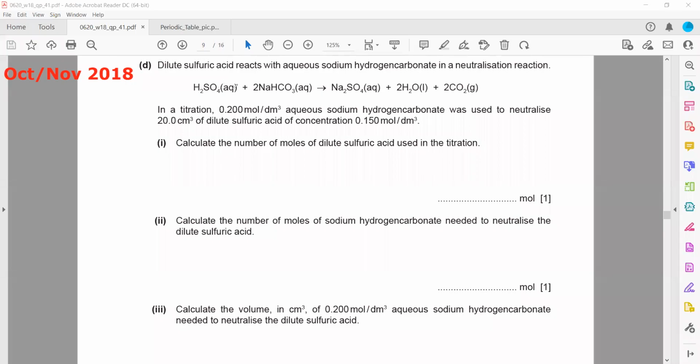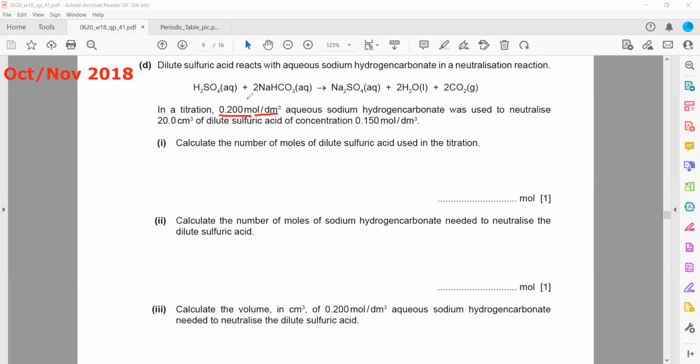So a moles question, a related question from October-November 2018 session. In the question, dilute sulfuric acid reacts with aqueous sodium hydrogen carbonate in a neutralization reaction. So when sulfuric acid reacts with sodium hydrogen carbonate, it gives sodium sulfate, the salt, water, H2O, and carbon dioxide. In a titration, 0.2 moles per dm cube.